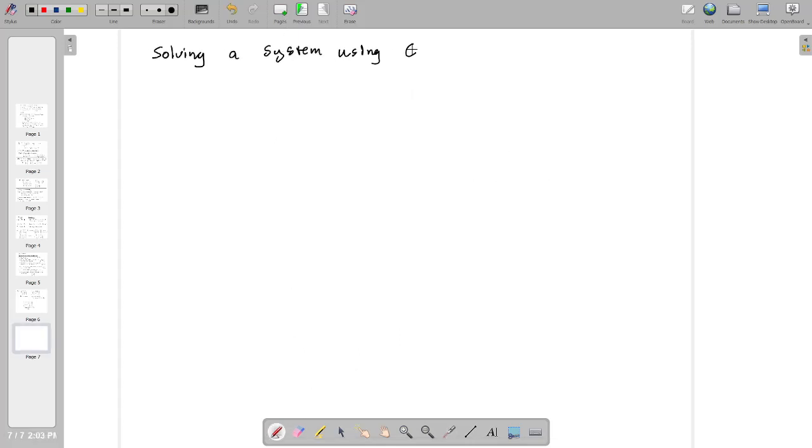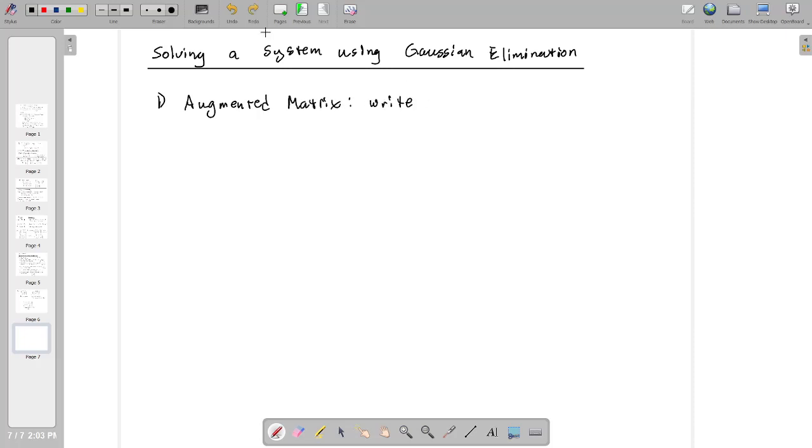Solving a system using Gaussian elimination. We're going to go through an example of this, but I need to go through the process of how to use Gaussian elimination when we have matrices before we can do an example. Augmented matrix. Write the augmented matrix of the linear system. We've already done that, where you augment the solutions of a linear system with the coefficient matrix. I'll show you how to do it again in the next example.